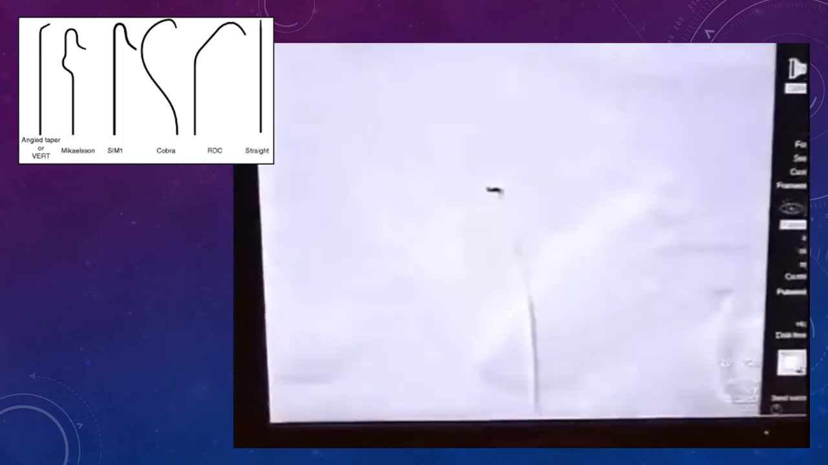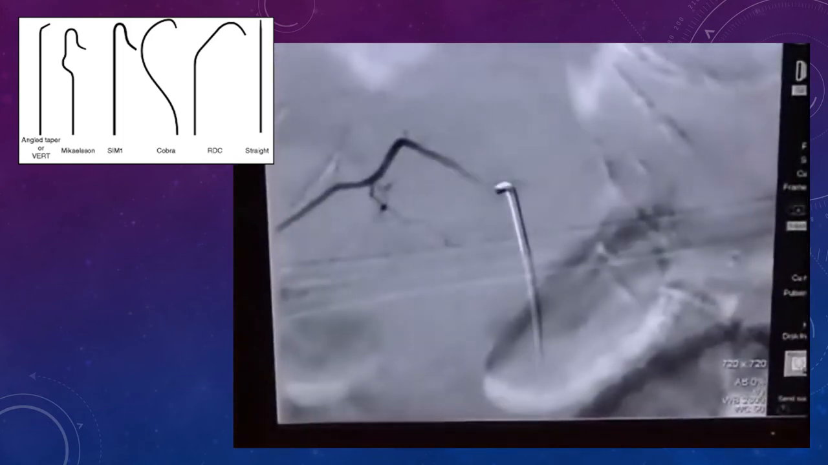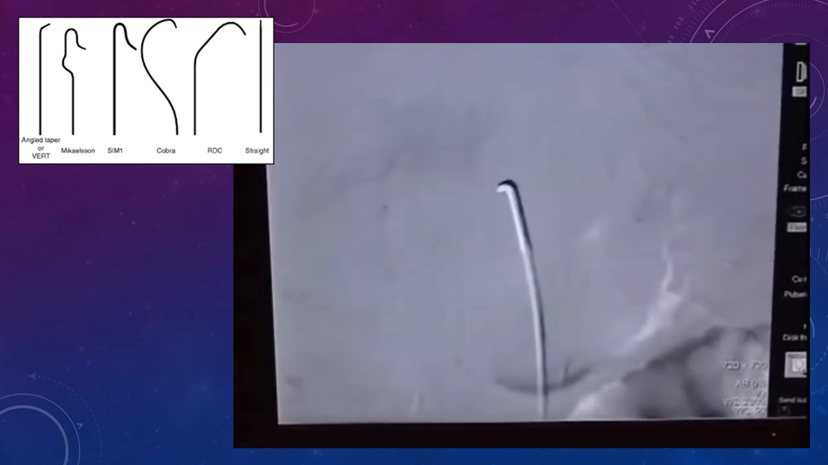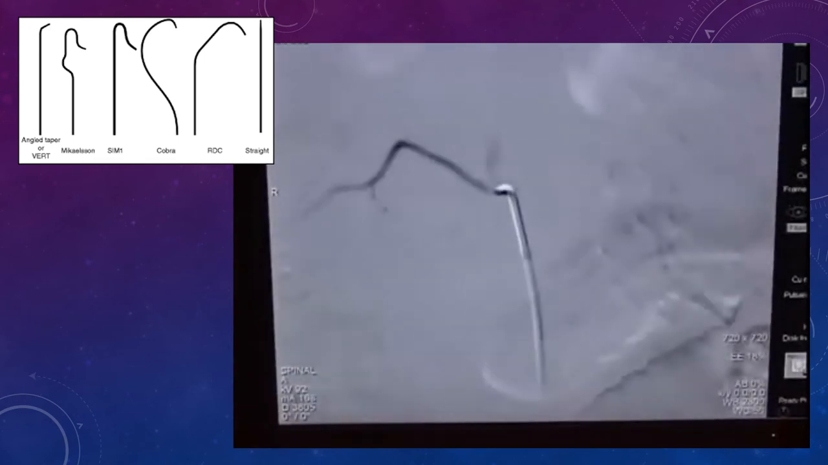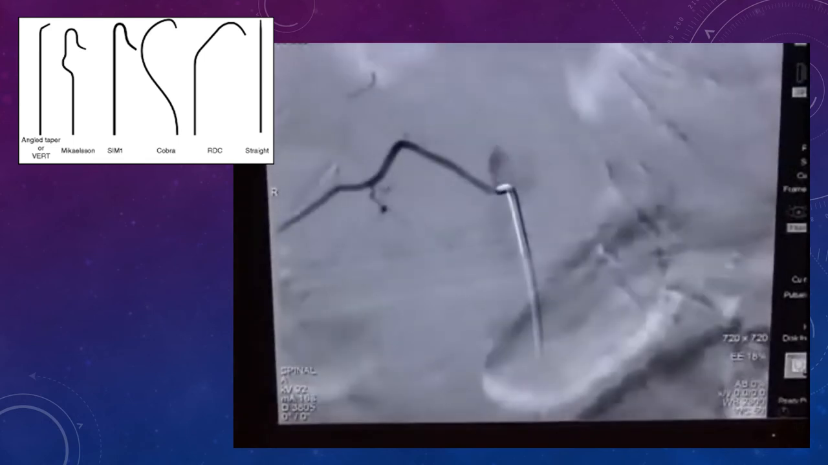So here the catheter is being manipulated and placed into another vessel. This manipulation and injection will be carried out 25 to 30 times, in each individual vessel of interest, until the study is complete. The entire study takes approximately 30 minutes.